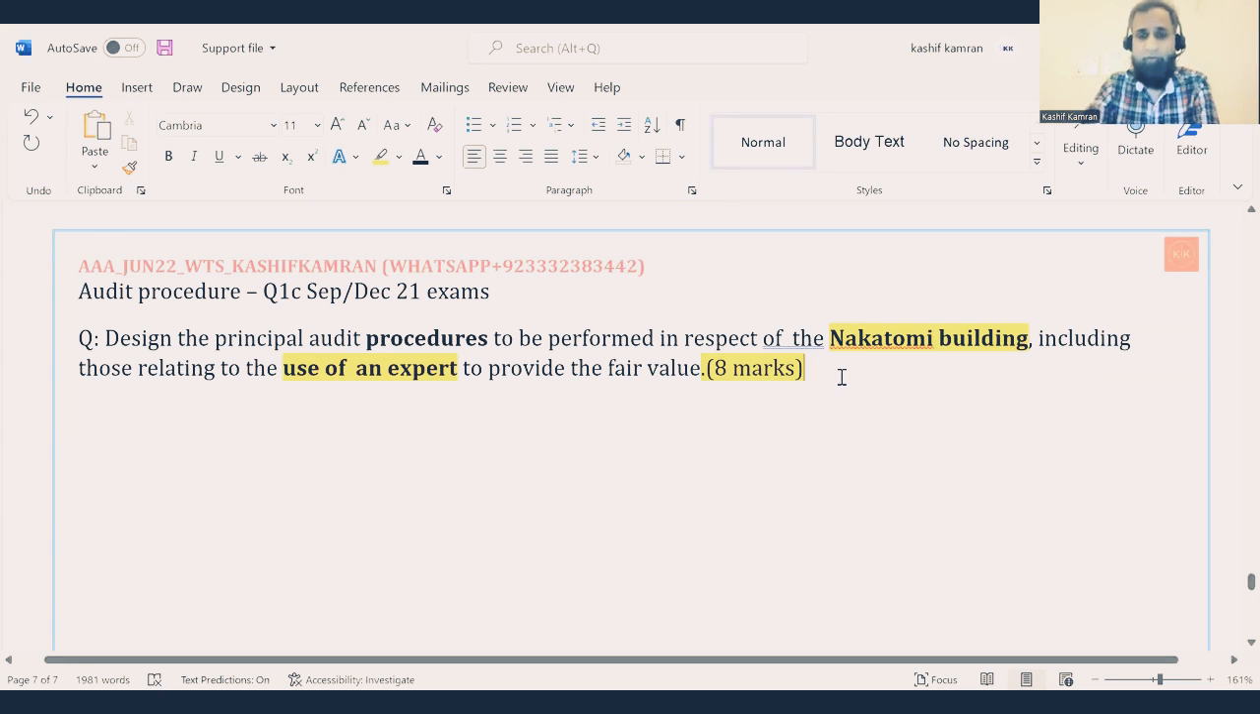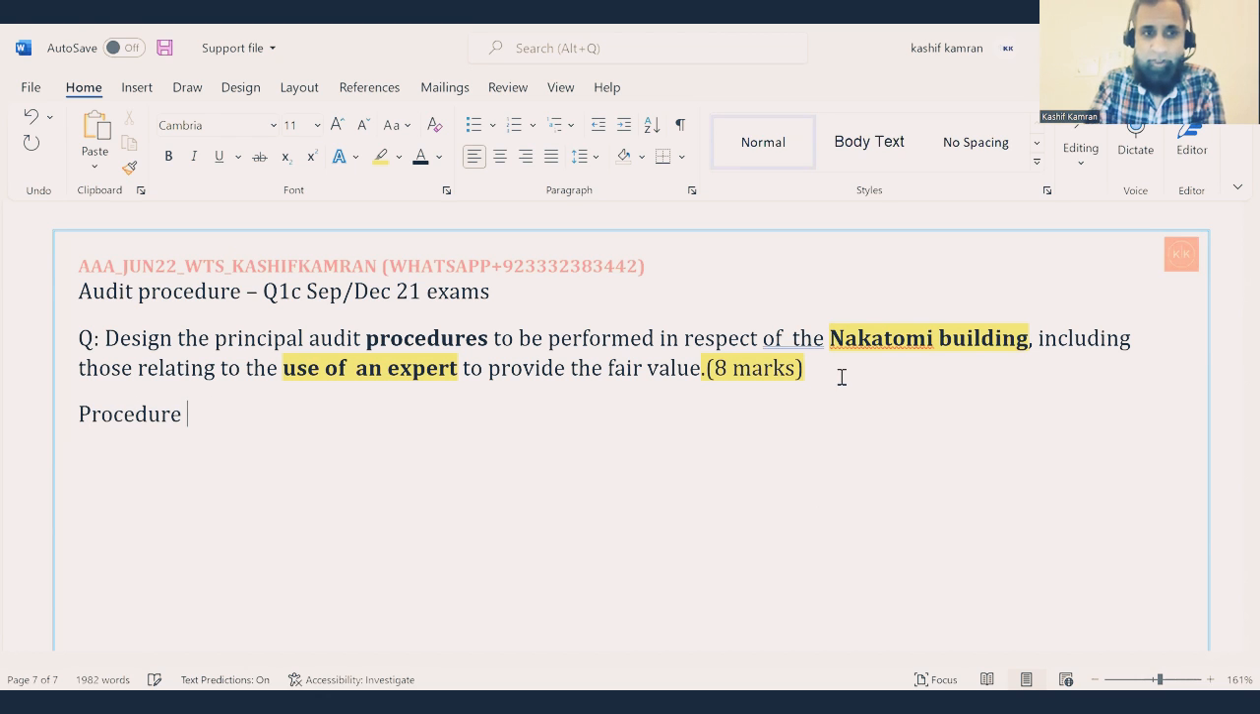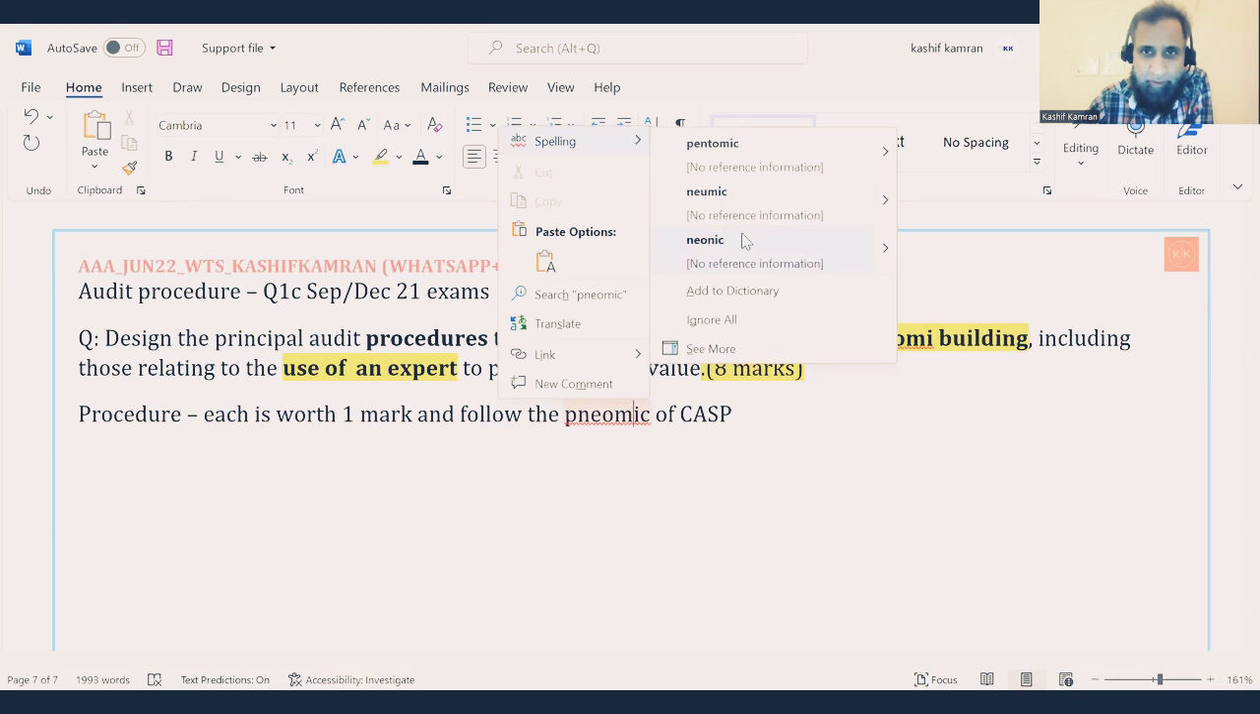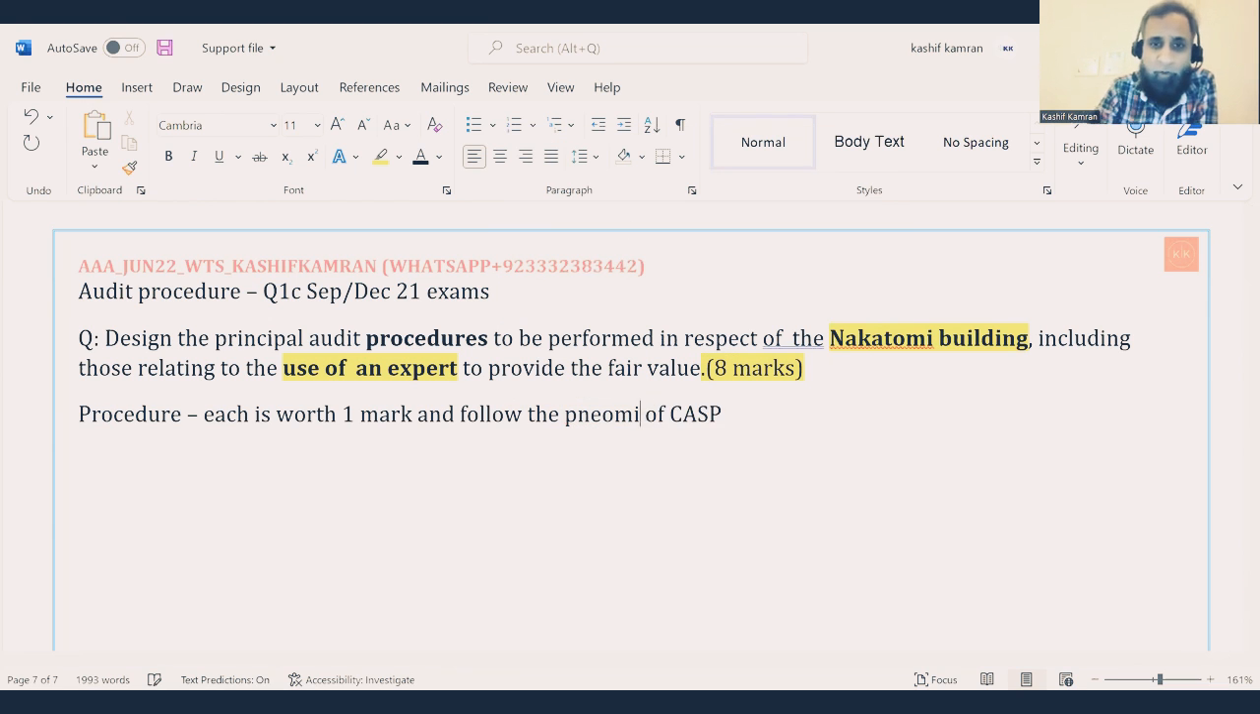So when you're writing a procedure, each is worth 1 mark, and you follow the mnemonic of CASP. Follow CASP. Let's see how. Let's demonstrate that. Demonstration. Now see what I do.